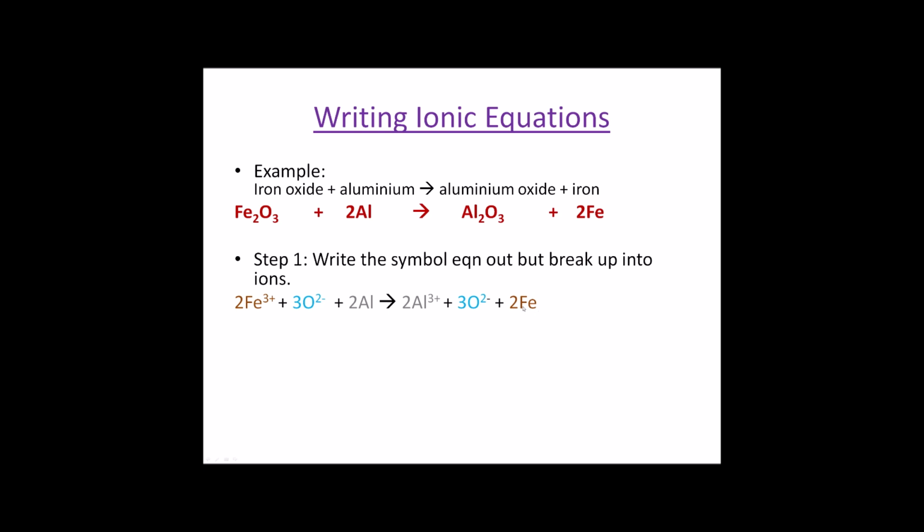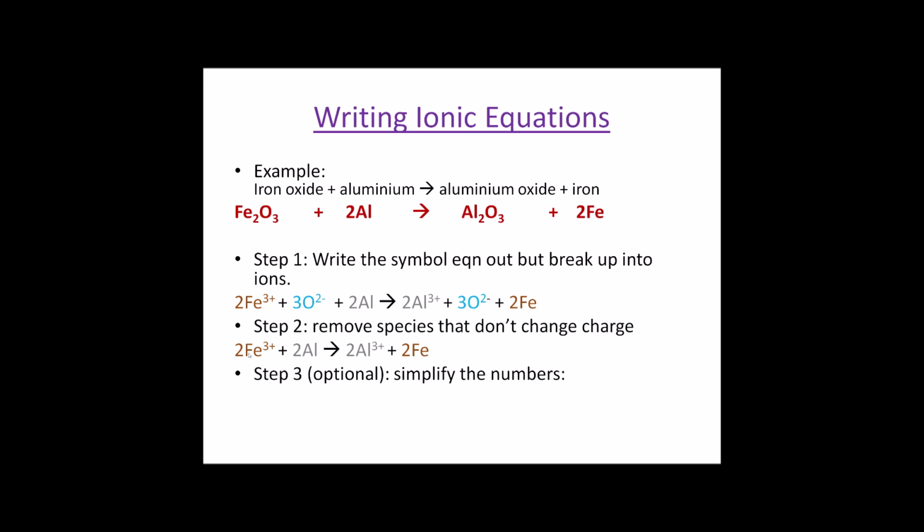plus our 2 iron atoms. Next step, just like before, we remove the species that don't change charge, and this time it's the oxygen that stays at 2- on both sides, whereas the iron goes from 3+ to 0 and the aluminium goes from 0 to 3+. So we're going to remove the oxygens, which gives 2Fe3+ plus 2Al makes 2Al3+ plus 2Fe. And step 3, a semi-optional step here, is we can simplify that equation. We can see we've got 2, 2, 2, 2, so we can divide it all by 2, and simplified it gets Fe3+ plus Al makes Al3+ plus Fe.